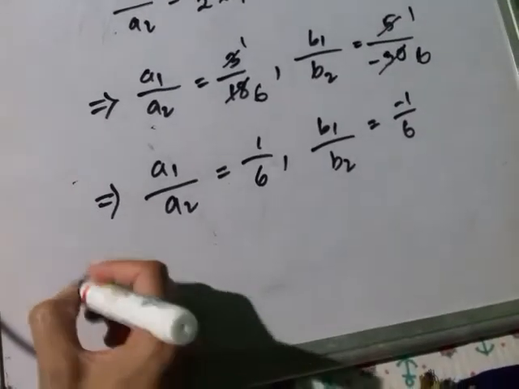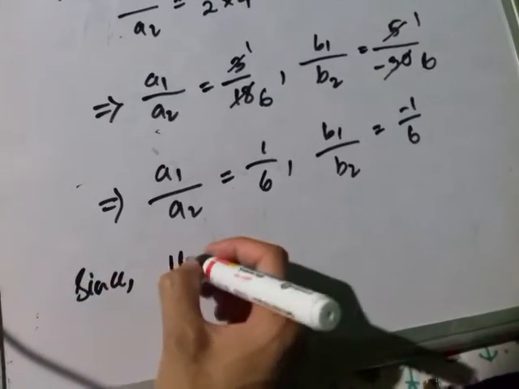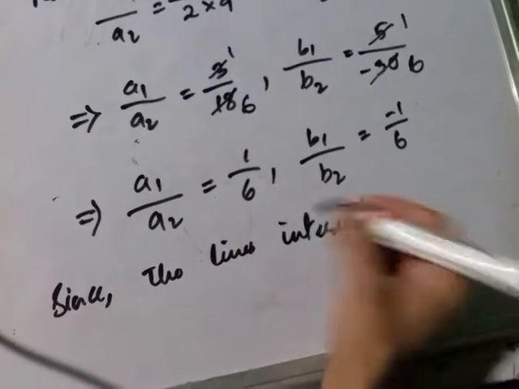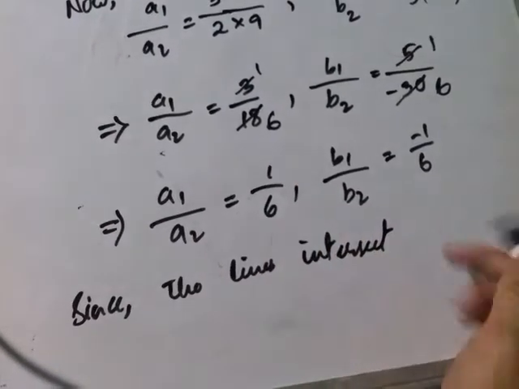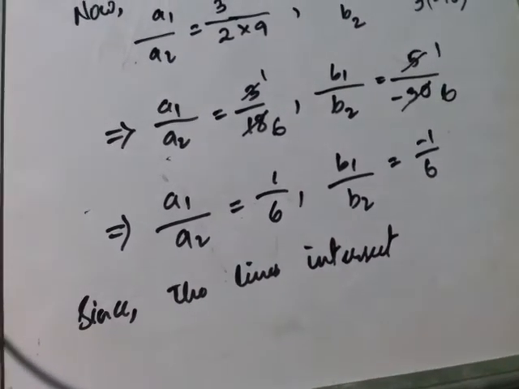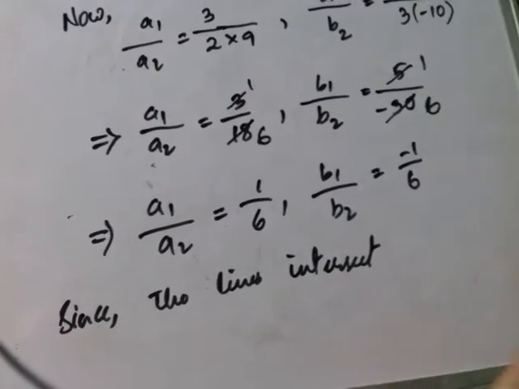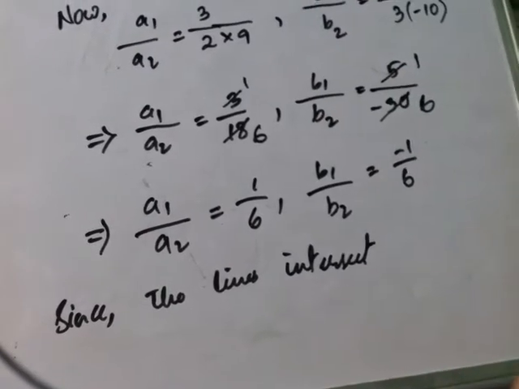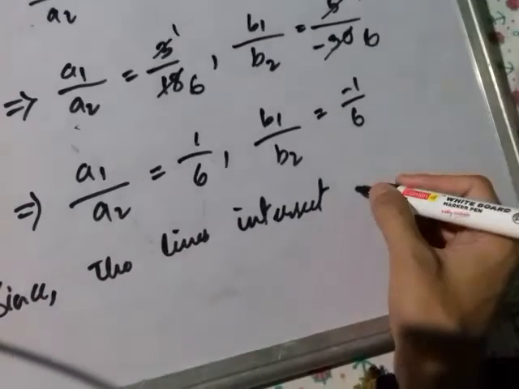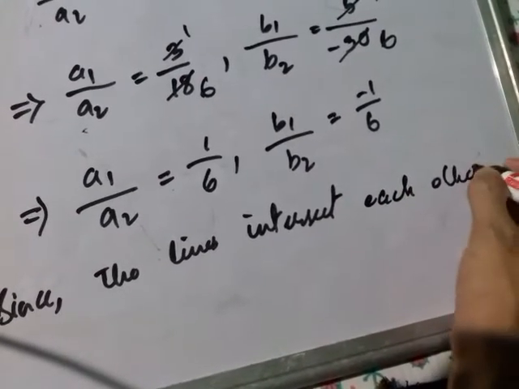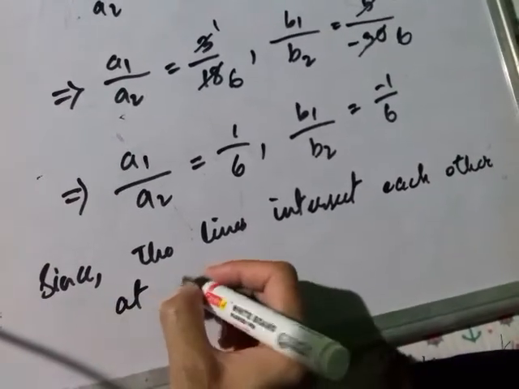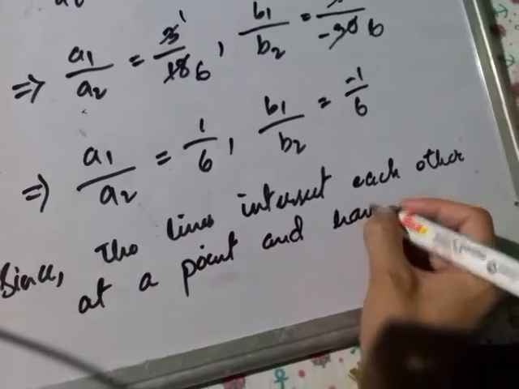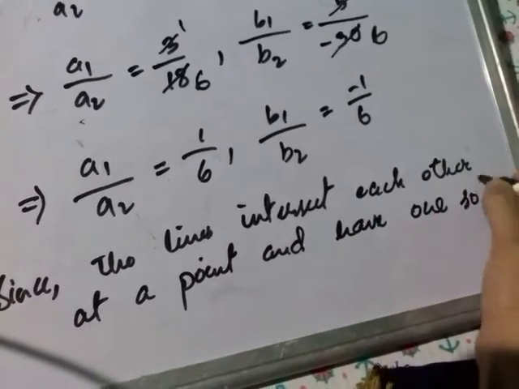So here you will write what? Since, like before, the lines intersect. Why is it intersecting? Because these two are not the same. If a1 by a2 is not equal to b1 by b2, that means they are intersecting lines. They have intersecting lines on the graph, and algebraically they have a unique solution. That is one solution. They intersect each other at one point, you can write at a point, and have one solution.